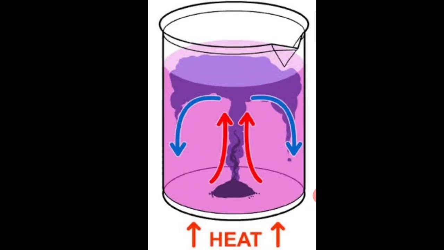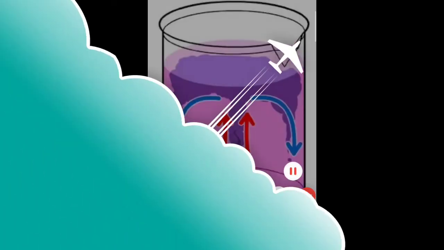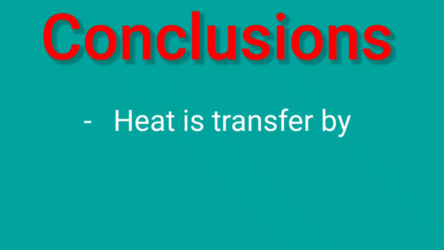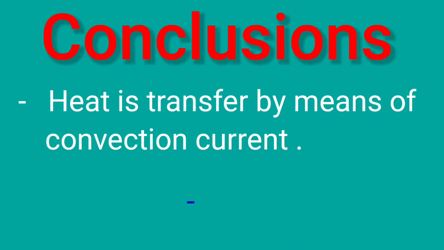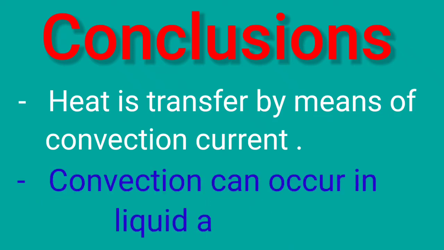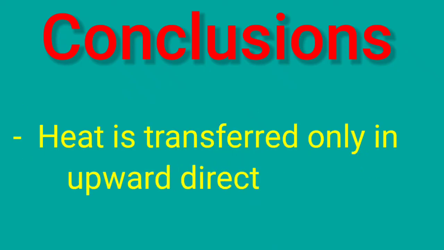You will see in this picture. In this manner, heat is transferred by means of currents called convection currents, and this process is called convection of heat. From this experiment, we have the following conclusions. First, heat is transferred by means of convection currents. Convection can occur in liquids and gases. Heat is transferred only in upward direction.